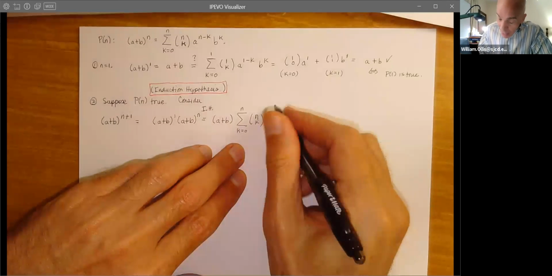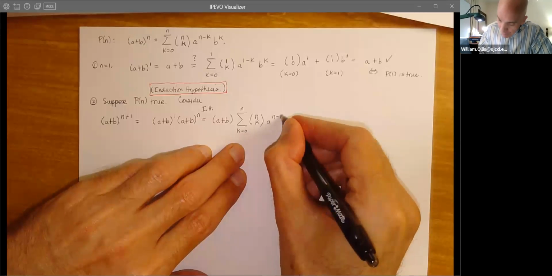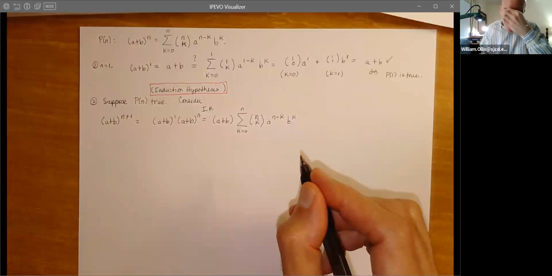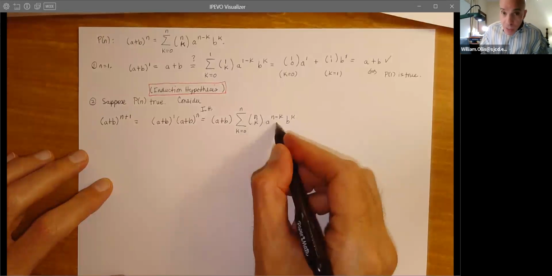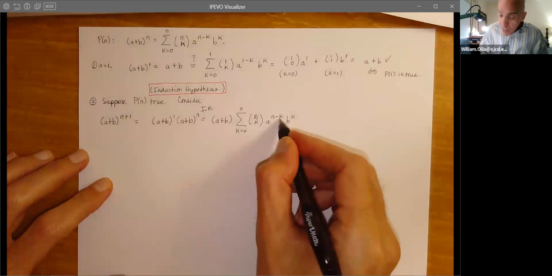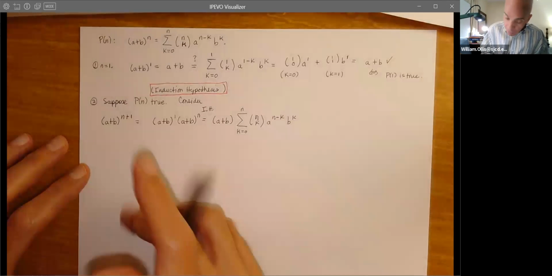N choose k, and then we have a to the n minus k times b to the k. Now, to make this move forward in a way that's going to be helpful, we're just going to go ahead and multiply this series by a and then by b, just bump this up 1 and bump that up 1, and then unravel it a little bit.